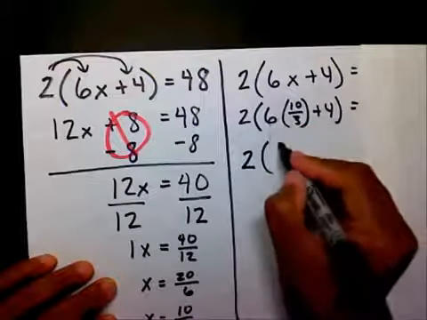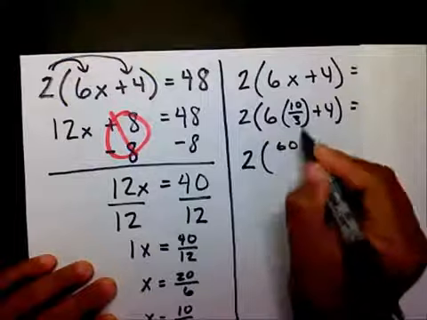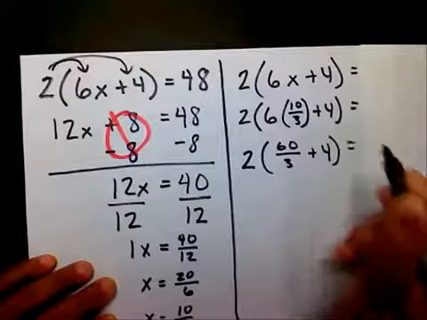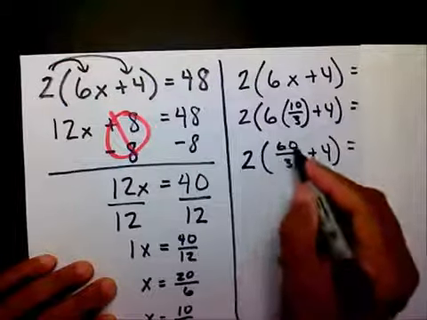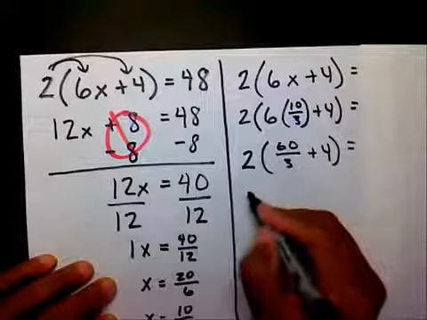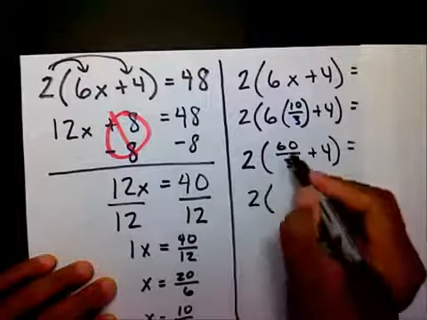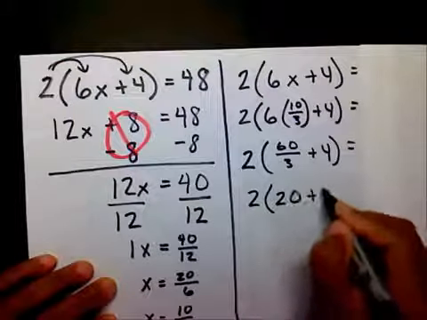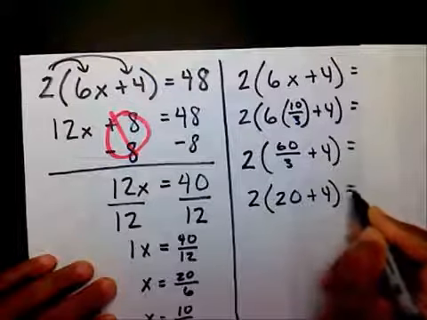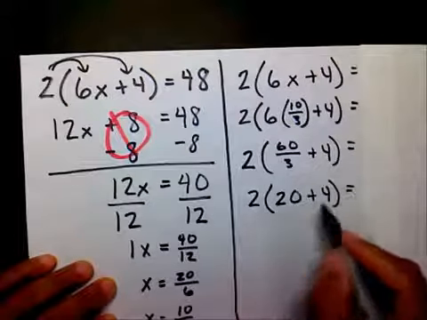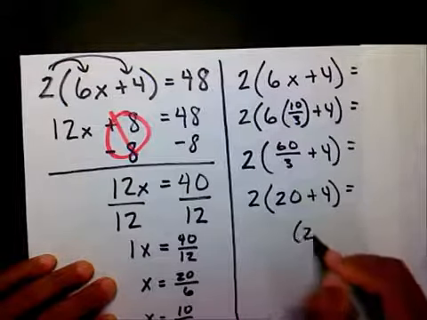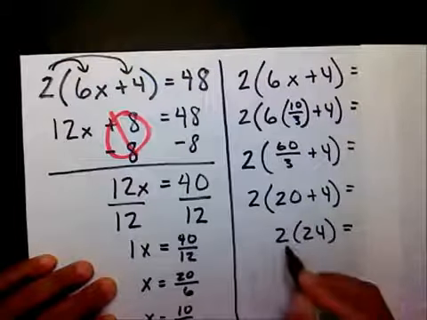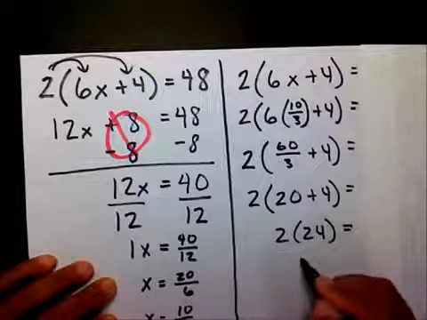So 6 times 10 is 60. 1 times 3 is 3. Plus 4 equals. I can simplify 60 over 3. 3 will go into 60 20 times. Plus 4. 20 plus 4 is 24 times 2. And 2 times 24 is 48.